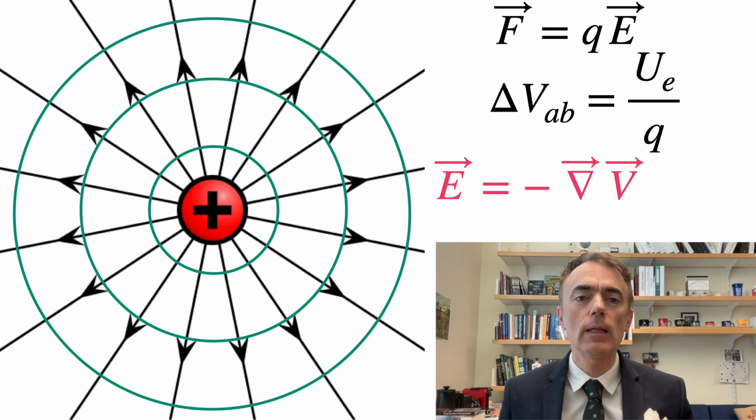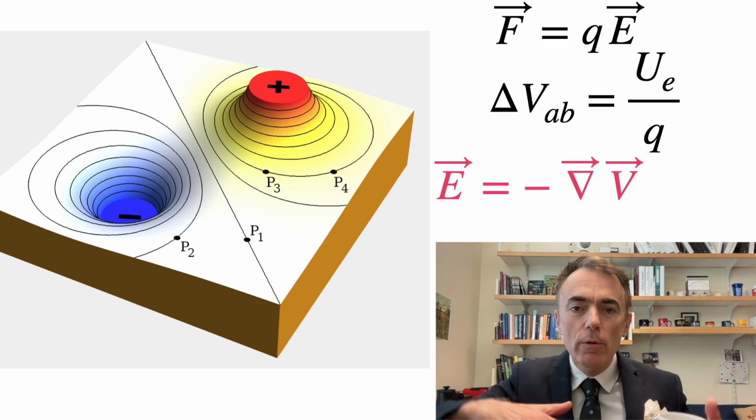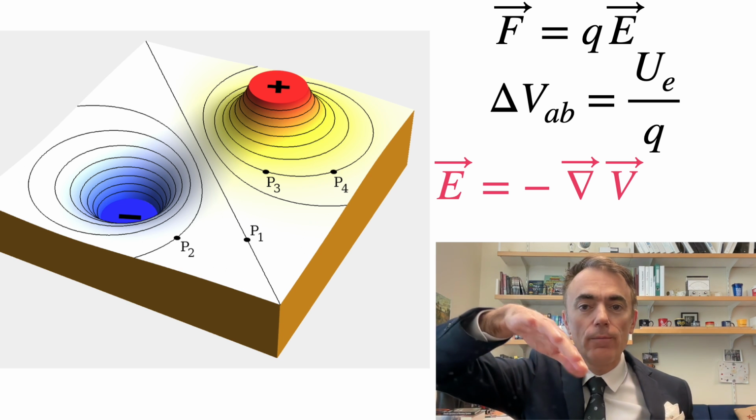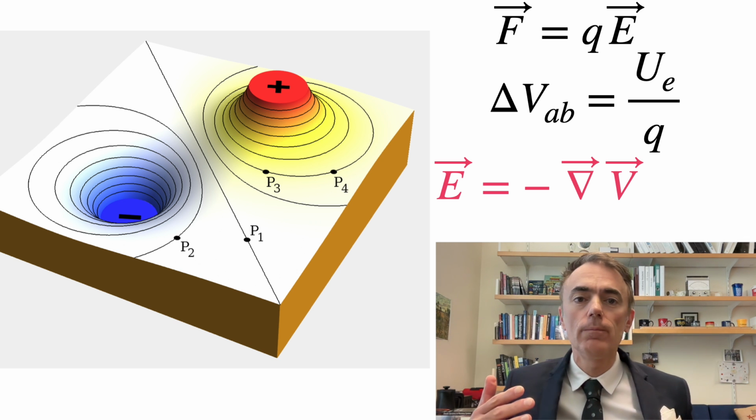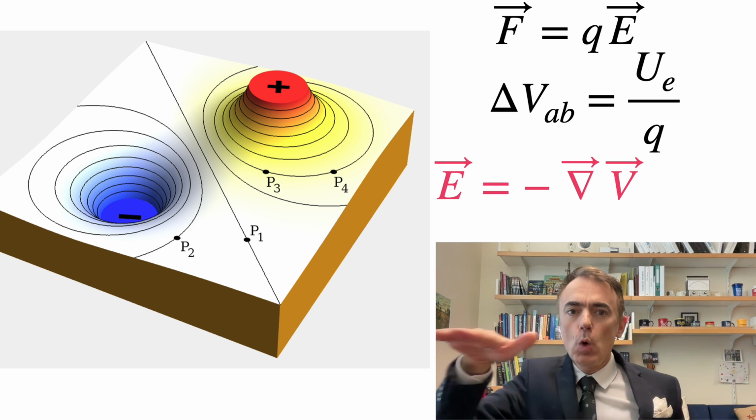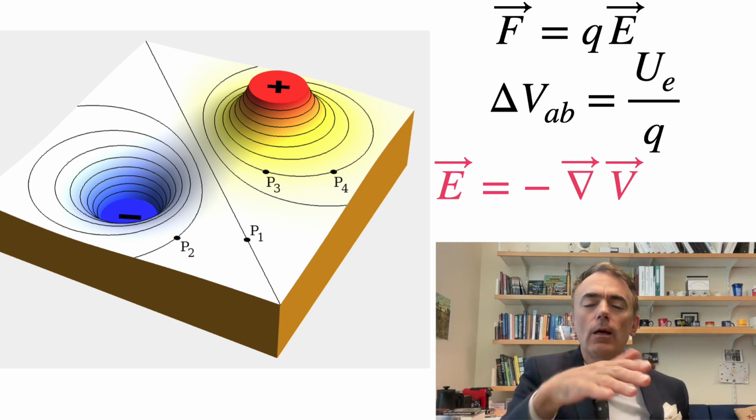Imagine electric potential like a hill, and the slope of that hill is the electric field. The steeper the slope, the stronger the electric field. If the hill is flat, meaning no change in potential, then the electric field is zero.